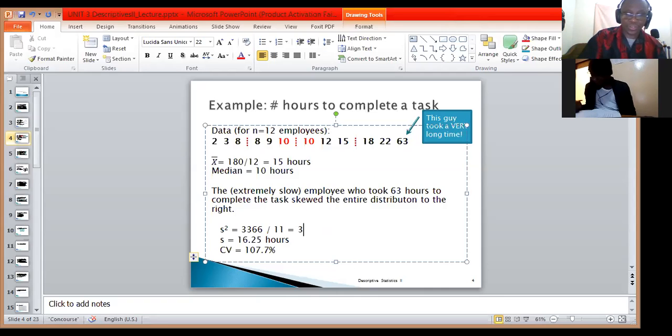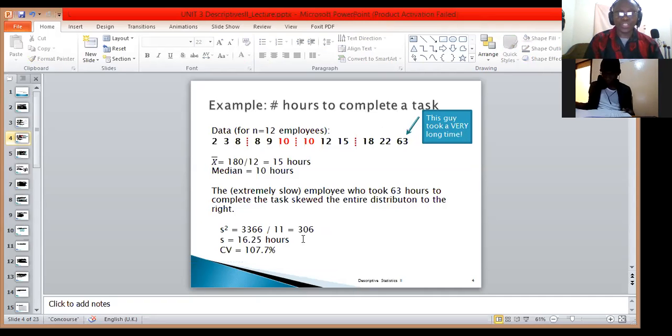That was your 306. Yes, 306. So the next thing we do is find the standard deviation. The standard deviation is just the variance under the root. So 306, let's put it under the root. The square root of 306 is 17.49.